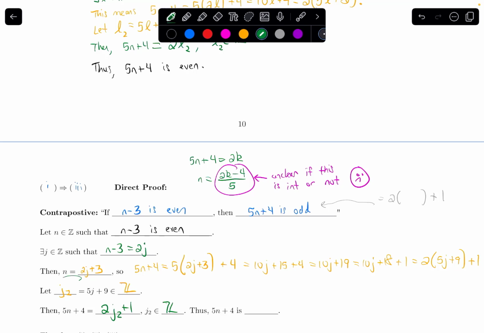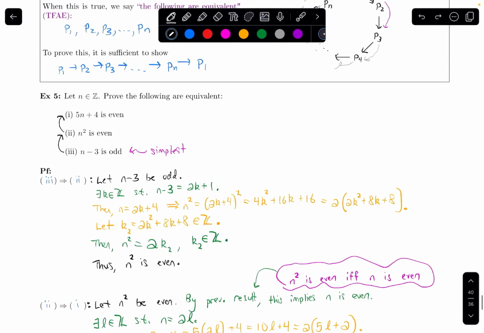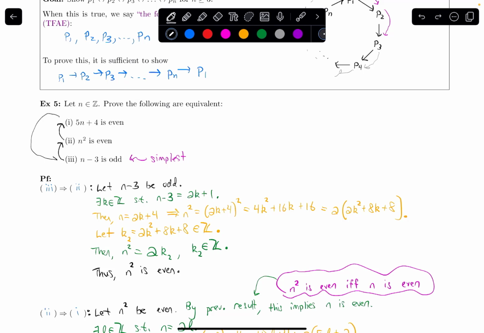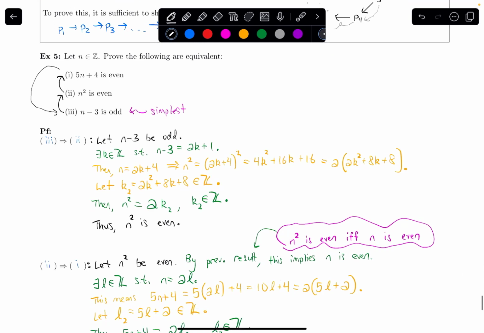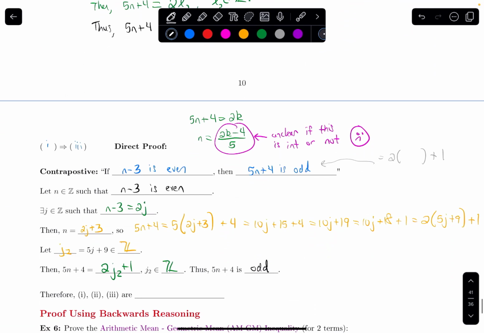So this whole thing was an integer. But that just means 5n plus 4 looks like 2 times an integer plus 1. That means 5n plus 4 is odd. That is the conclusion that I needed to reach. So in other words, at this point, we've demonstrated that this contrapositive is true, which is what we needed for this third implication. So at this point, I've shown that 1 does indeed imply 3, even though I needed the contrapositive for that, which is totally fine. Therefore, these 3 statements are indeed equivalent, and that completes the proof. So I'll put my symbol to indicate that I am done with the proof.